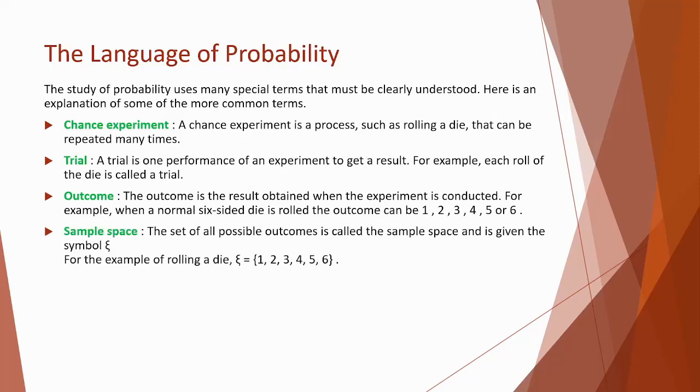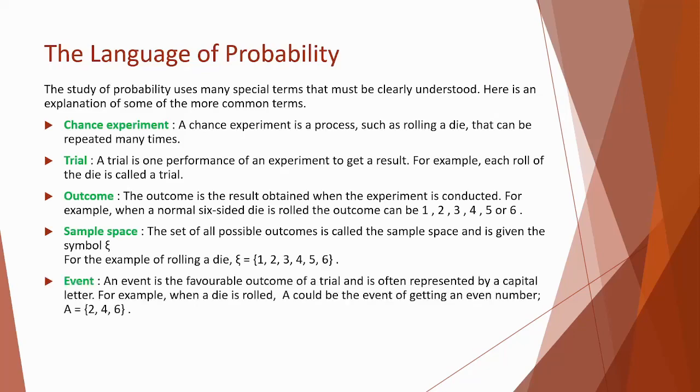Now, sample space is all the possible outcomes that could happen, and we give it that special symbol. And the way we write this is we use that special symbol. So we say sample space equals, and we use the squiggly brackets to say it's the set of these numbers. So it's the set of 1, 2, 3, 4, 5, 6. We don't just write sample space is 1 to 6 because that is not precise enough. We need to know the exact outcomes. An event is the favourable outcome of a trial.